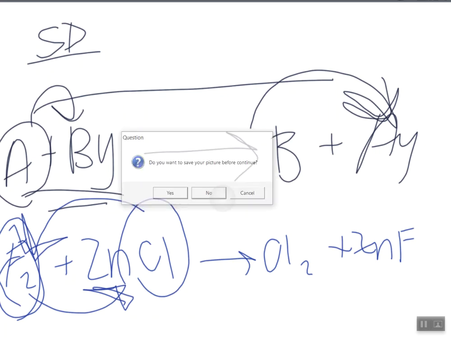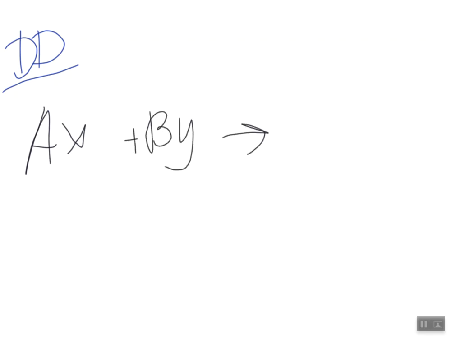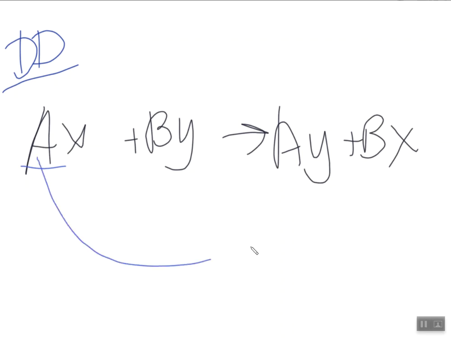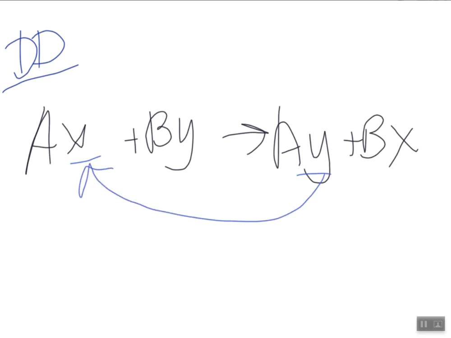And the next one we're going to learn about is double displacement, which is basically a more complex version of single displacement, as you probably guessed. A diagram of this would be AX plus BY goes to AY plus BX. And as you can see, Y replaced X, and X replaced Y. So it's when 2 elements, or 4 I should say, replace each other.